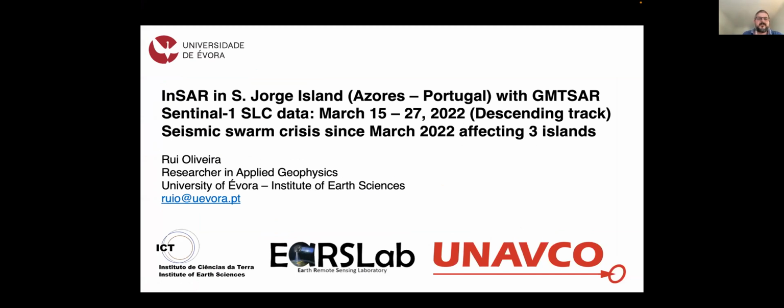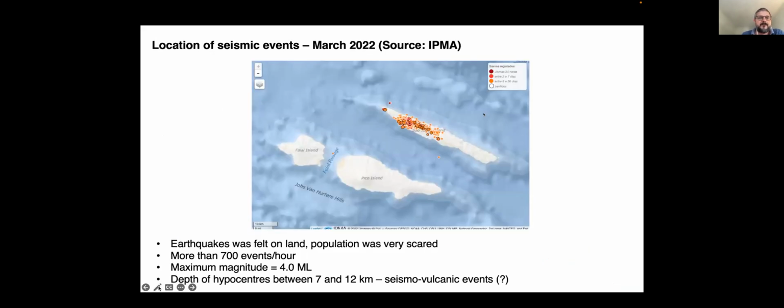So my name is Rui Oliveira. I'm a researcher in applied geophysics at the University of Évora in Portugal. My work is about the GMTSAR processing of datasets from São Jorge Island, in the Azores in Portugal. In this site a seismic swarm crisis has occurred since March of this year, affecting three islands. I used two pairs of Sentinel-1 SLC data from March 15 and March 27 of this year with descending track.